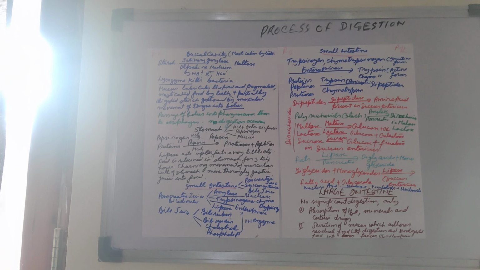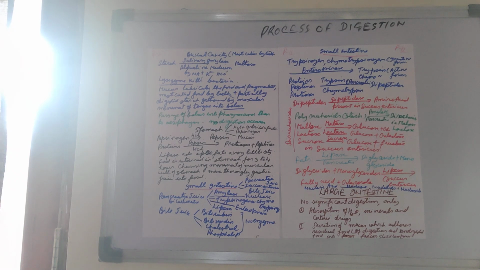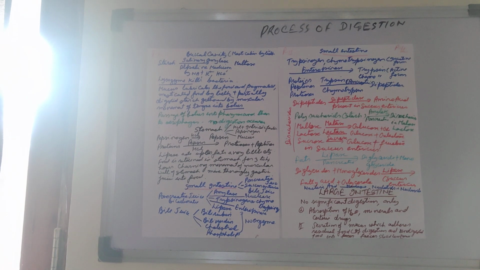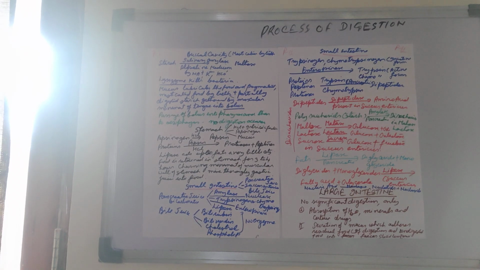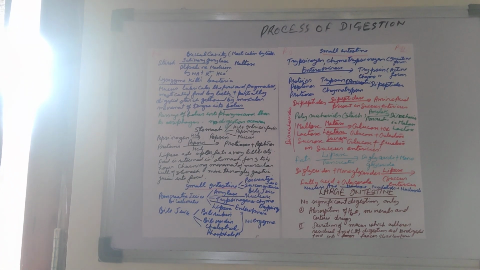What's the function of bile juice then? Bile juice has no enzyme. It has only pigments: bilirubin, biliverdin, cholesterol and phospholipids. Bile juice emulsifies the fats. It breaks down the fats into smaller particles to form fat globules, and so it has no enzyme. However, it facilitates digestion by converting fats into small fragments, small globules.